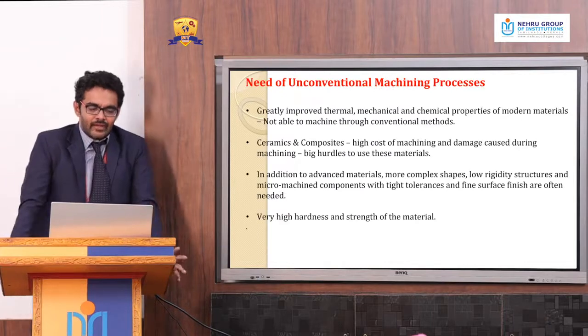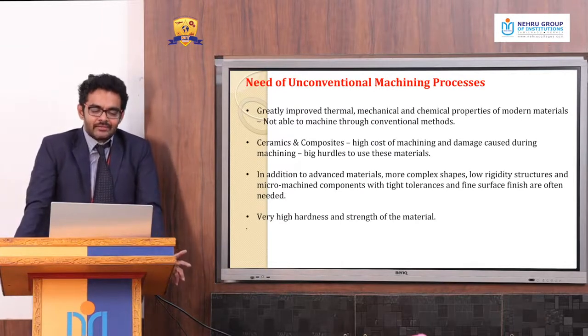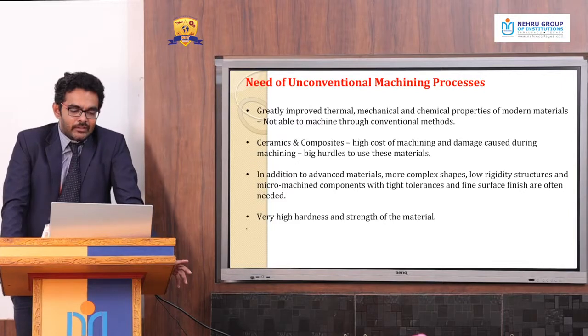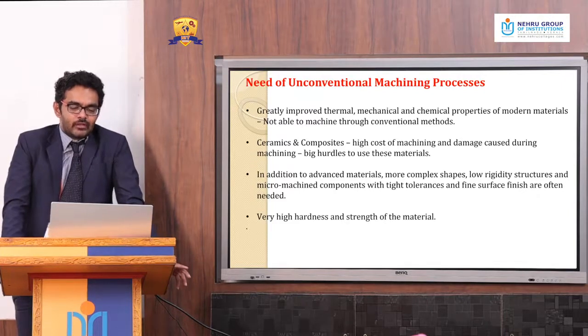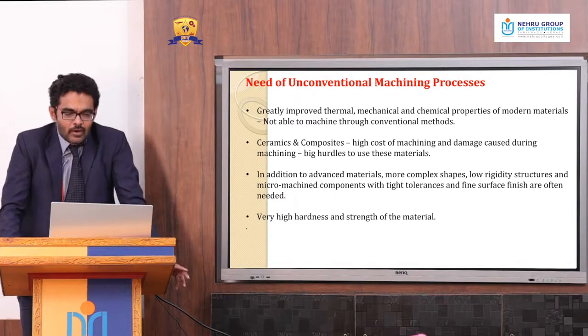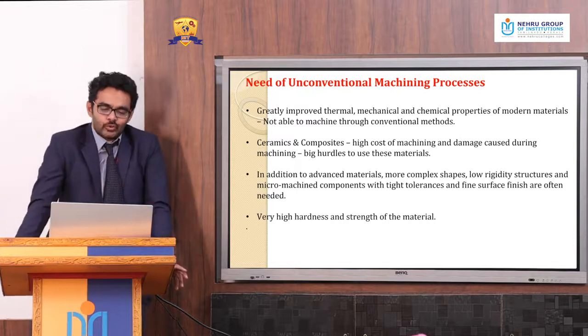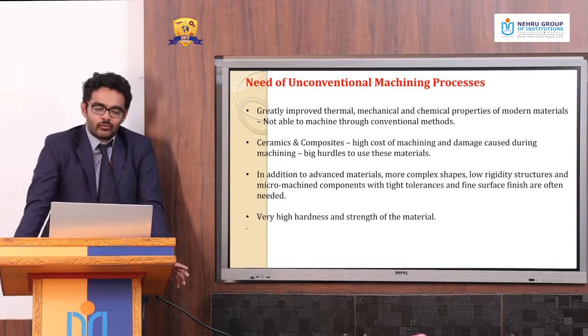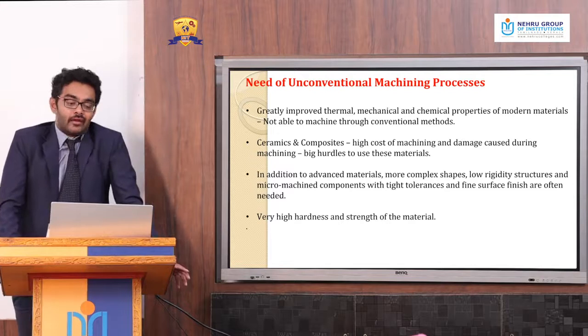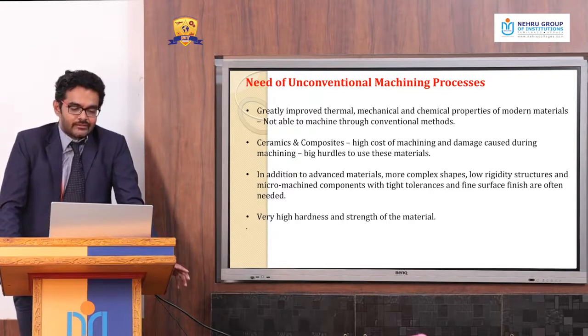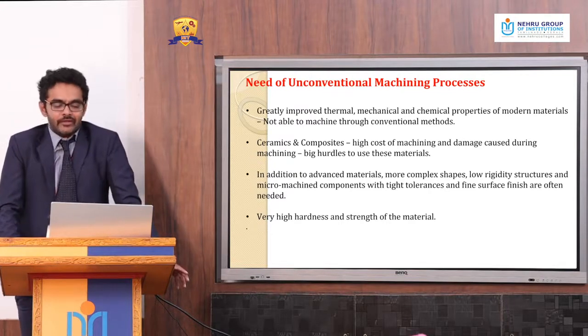Yes, the need for the unconventional machining process: very high hardness and strength of the material. The greatly improved thermal, mechanical and chemical properties of modern materials cannot be machined through the conventional method. For that only we can go for the unconventional machining process, as ceramics and composite materials are introduced.